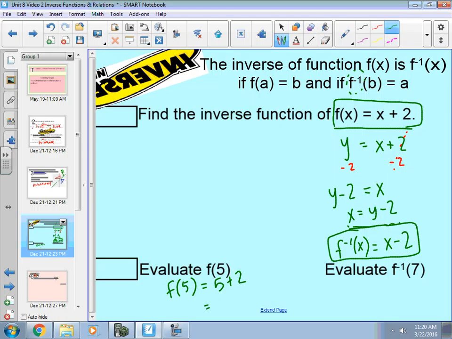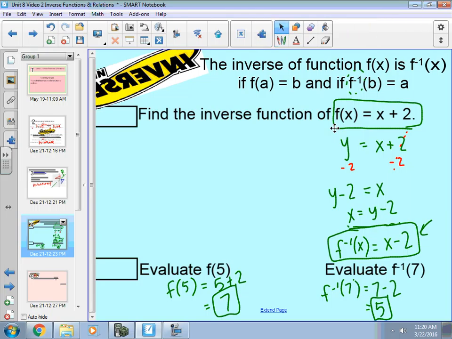And it looks like that would equal 7. Okay. Now, if they wanted to evaluate the inverse at 7, we would want to start with this new inverse equation we just got and plug in 7. And we get 7 minus 2, which equals 5.